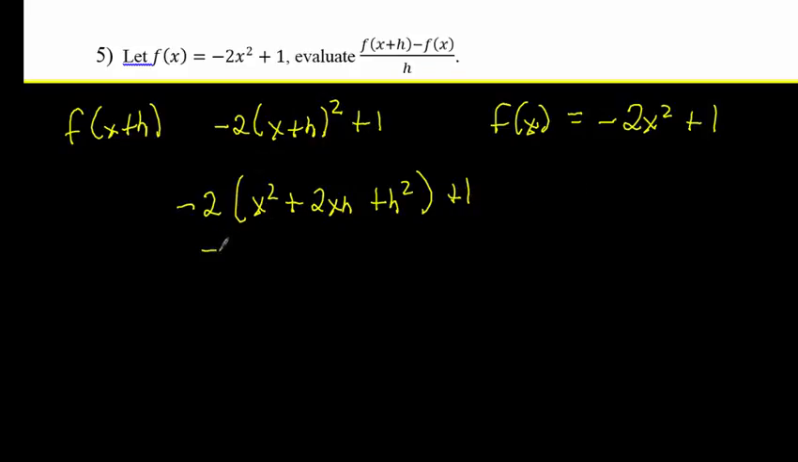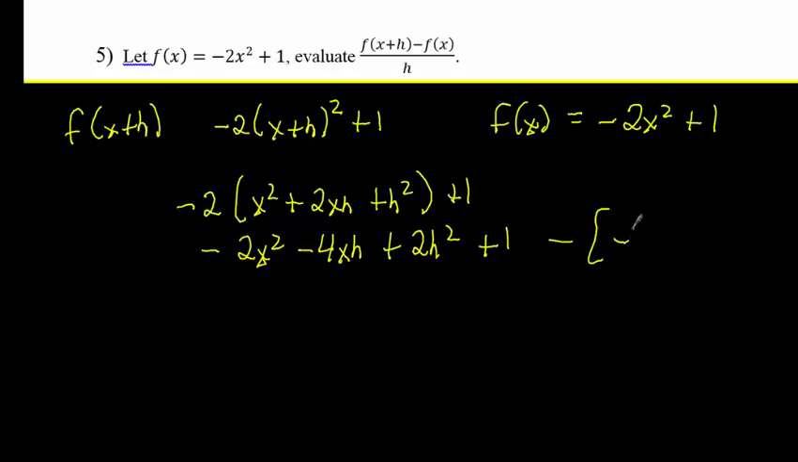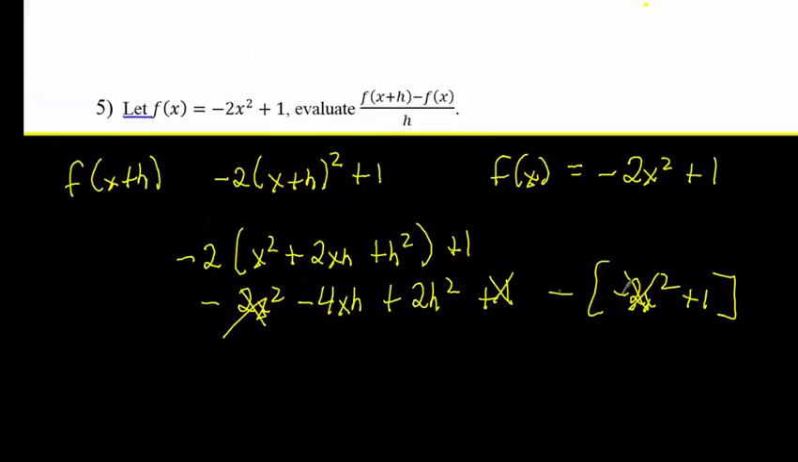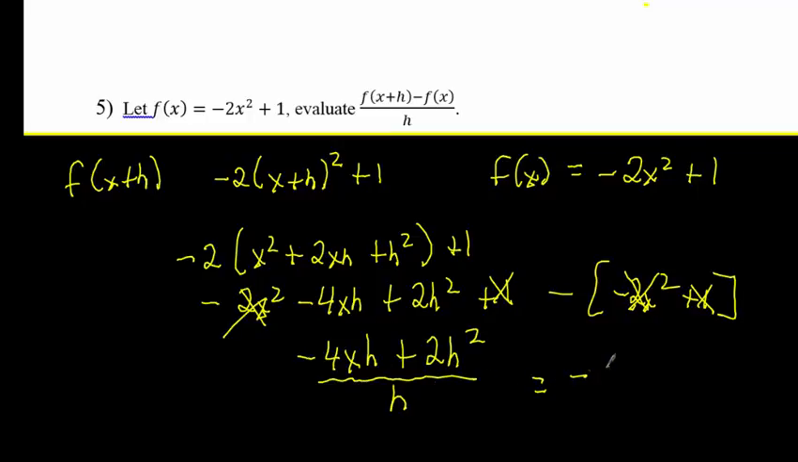And we are then multiplying the 2 in, so I get minus 2x squared minus 4xh minus 2h squared, all plus 1. And we're subtracting negative 2x squared plus 1. And we can see what's going to cancel out: the minus 2x squared, and 1 minus 1. And so I'm going to have minus 4xh minus 2h squared all over h. Well, this is going to divide out the h. So it's just going to leave me with minus 4x minus 2h. And that is our answer.